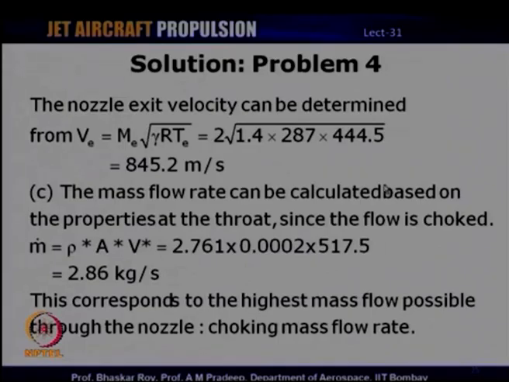So, mass flow rate can be calculated based on the throat, because the flow is choked. So, we know the parameters at the throat. We can also calculate this based on the exit conditions, because we know the velocity, density and area at the exit. Either way we calculate, the mass flow rate comes out to be the same. It is 2.86 kilograms per second. So, this is basically the choking mass flow, that is the maximum mass flow which the nozzle can handle, because it is choked at the throat of the nozzle.